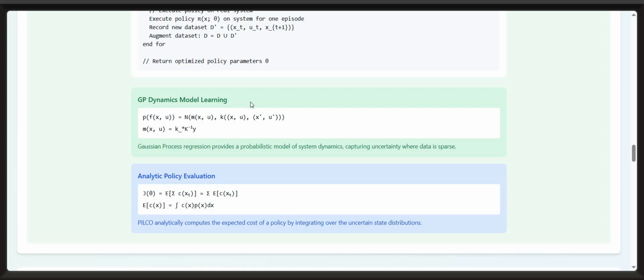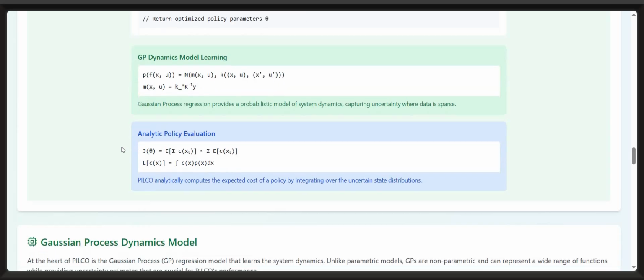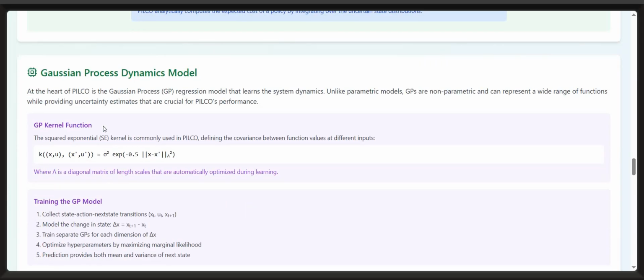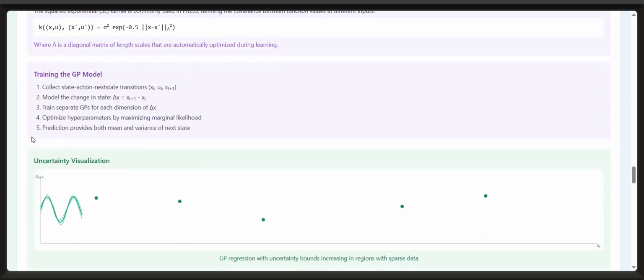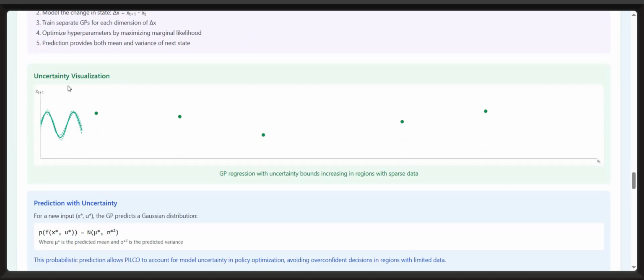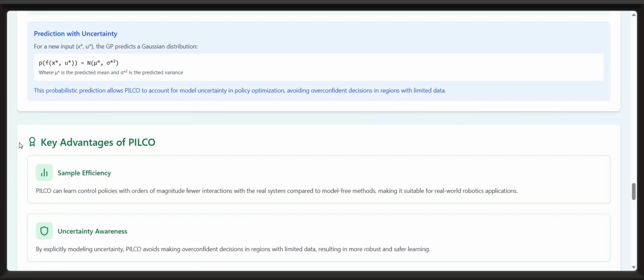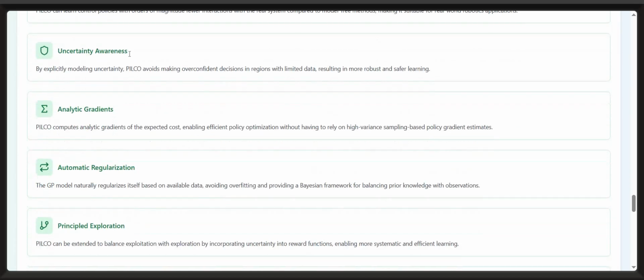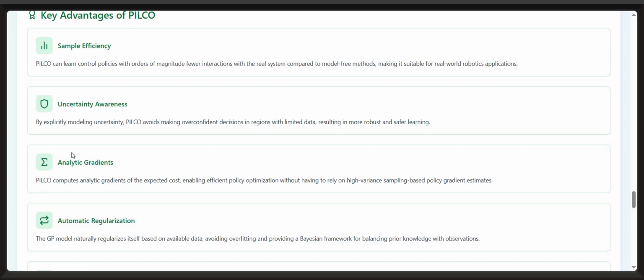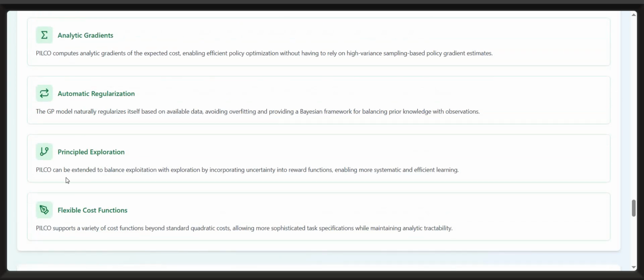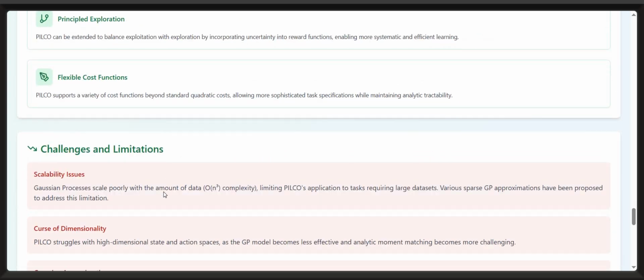We model the transition dynamics with a Gaussian process here, and then we use moment matching to approximate the predicted state distribution as Gaussian, so we can keep things tractable. Here you can see our GP kernel function and training GP model. Here is our uncertainty visualization, and the advantages of PILCO: sample efficiency, uncertainty awareness, analytic gradients, automatic regularization, principled exploration, and flexible cost functions.